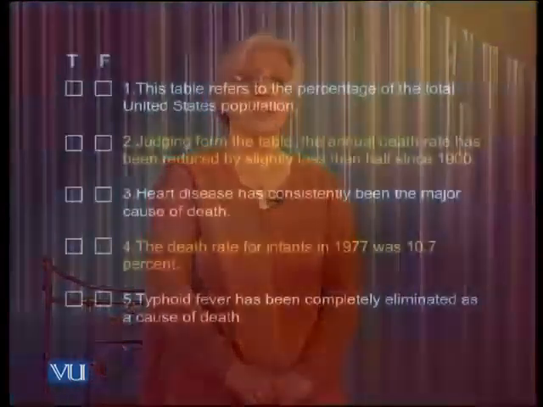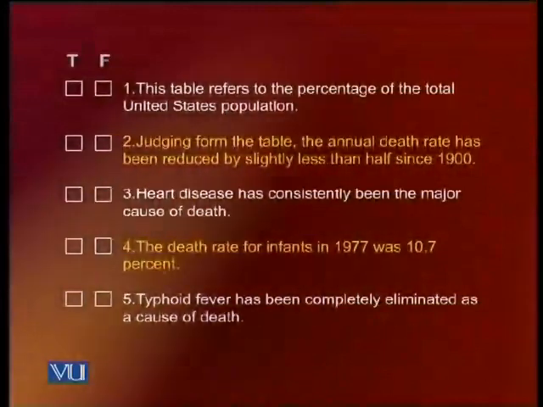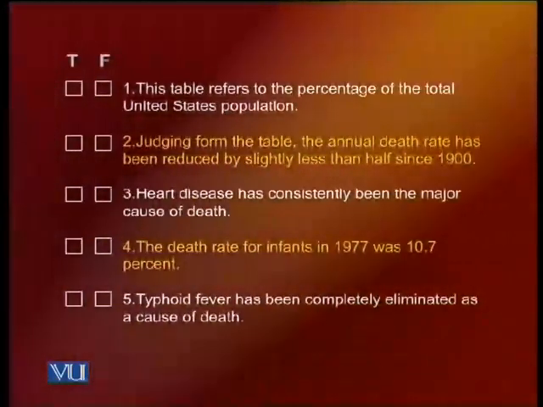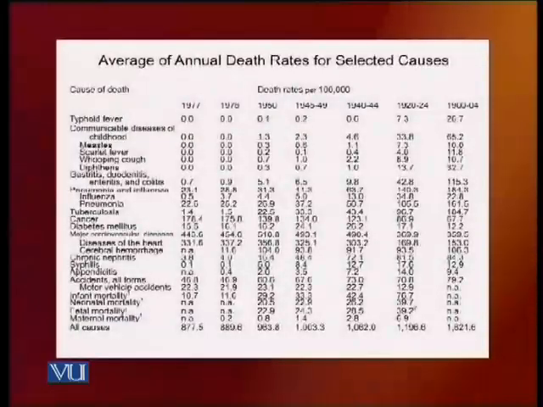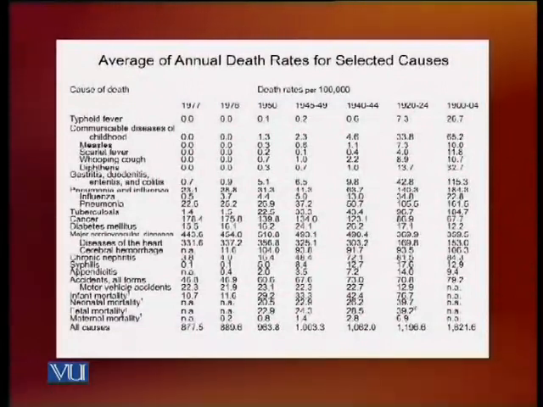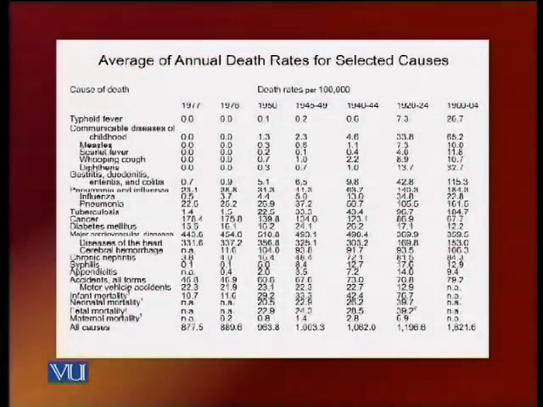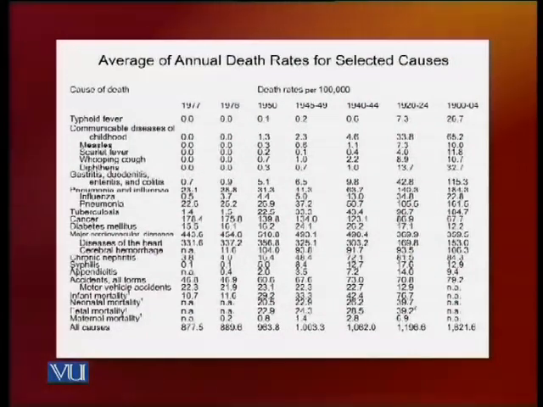Number 4. The death rate for infants in 1977 was 10.7%. Well, simple. Just refer to the infant mortality. There you will find the word mortality, infant mortality. Look for that. Mortality means death. The death rate for infants in 1977 was 10.7. It's true. The statement is true.